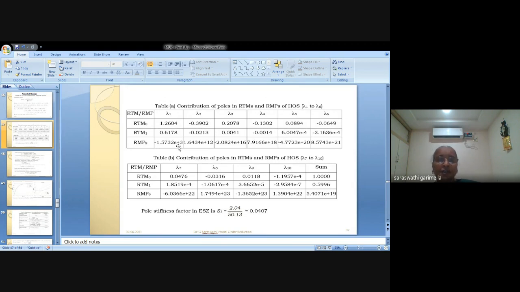Here, e cube means 10 cube: 10 to the power of 12, 10 to the power of 16, 18, 21. So it is going like that, and I thought this will be good.